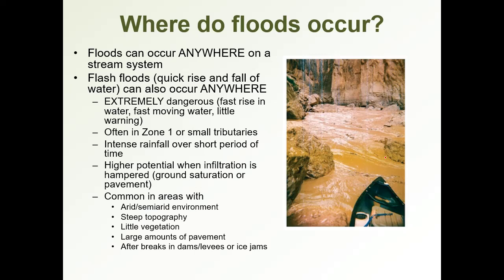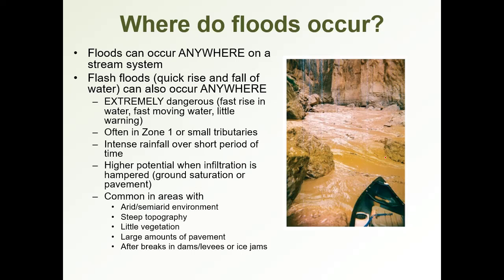A flash flood is defined by a fast rise in water. That water tends to be moving quite fast and has very little warning. So a lot of times these will happen in that zone 1, those steeper areas or small tributaries, but really they can happen anywhere. So intense rainfall over a short period of time tends to trigger them.